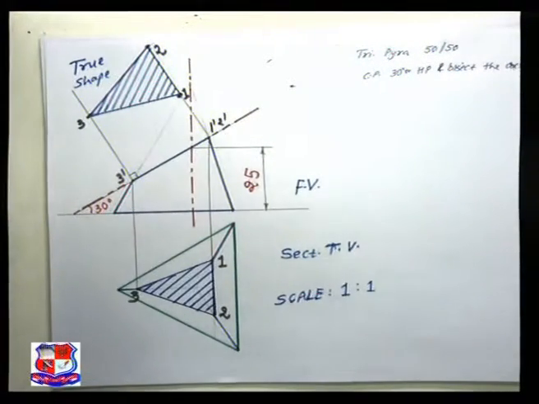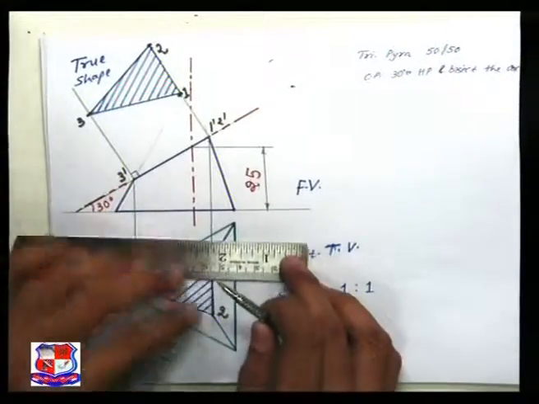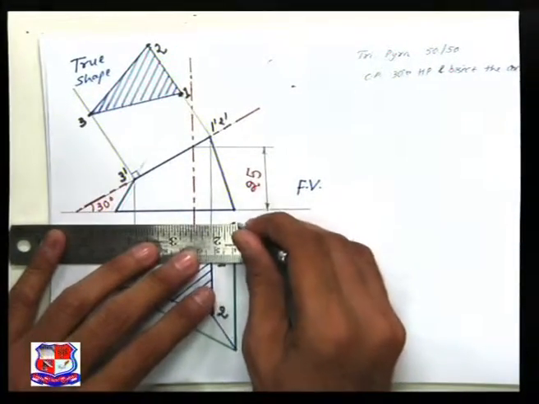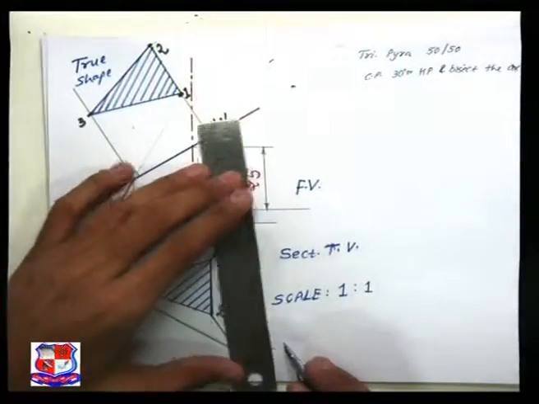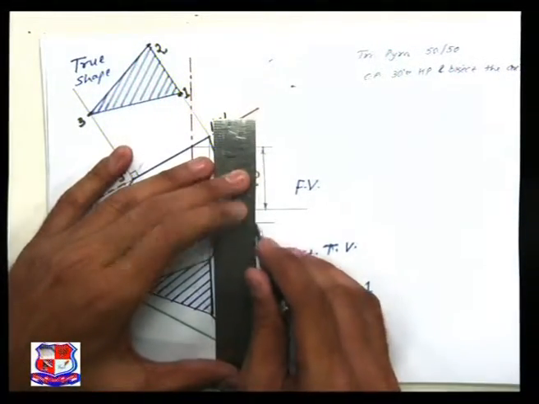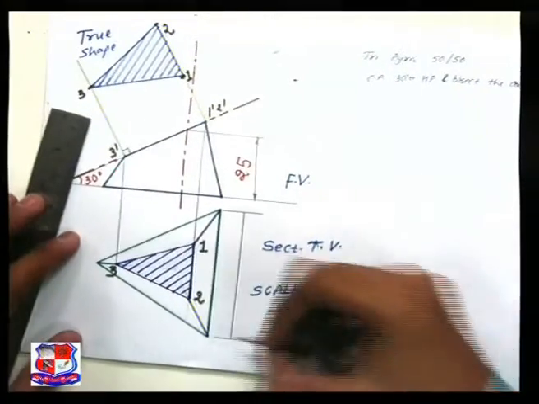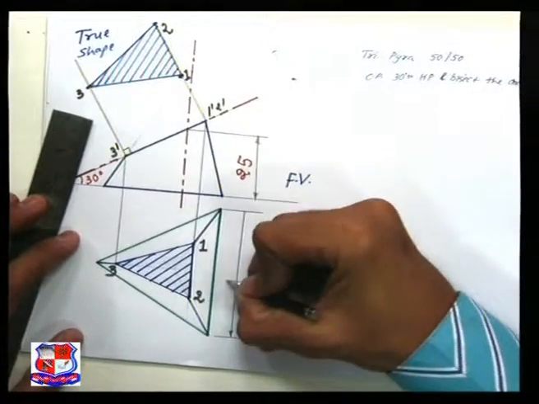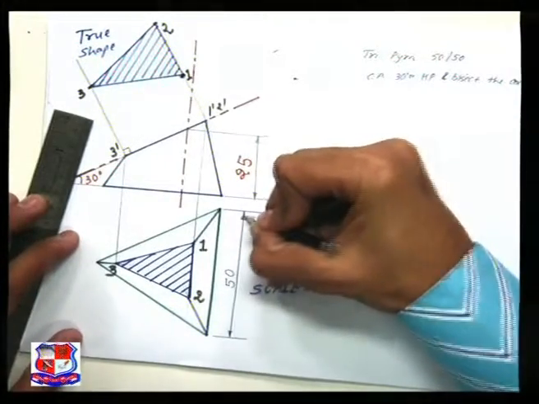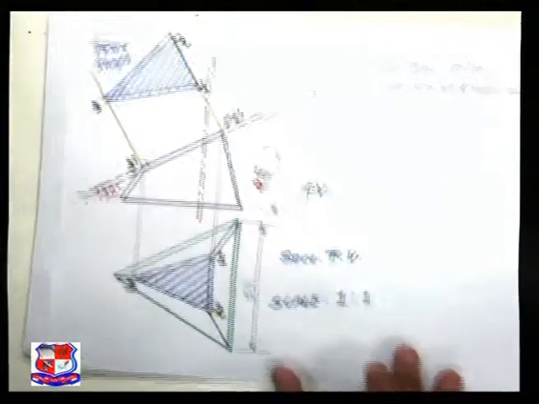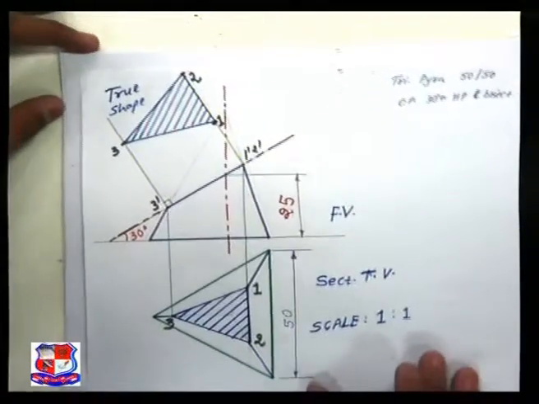Then insert the respective dimensions at least once in the diagram. So the side length is 50 millimeter. Insert the dimension here, the side length is 50 millimeter, like this. You can use the aligned system of dimensioning, 50 from here to here, and the height is also 50 millimeter. That also you can insert in the drawing sheet.